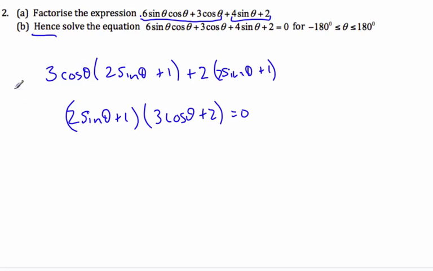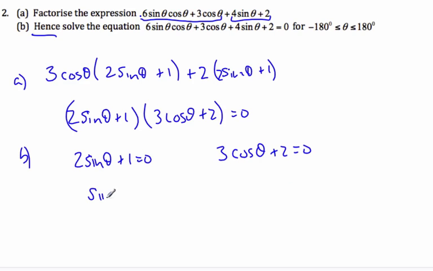Hence, I must use the previous result. So I must use this factored form, which is good for me because it makes it nice and easy to solve. Solving for part B, I can say that 2 sine theta plus 1 is 0, or 3 cosine theta plus 2 equals 0. Sine theta equals negative 1/2. Cosine theta equals negative 2/3.